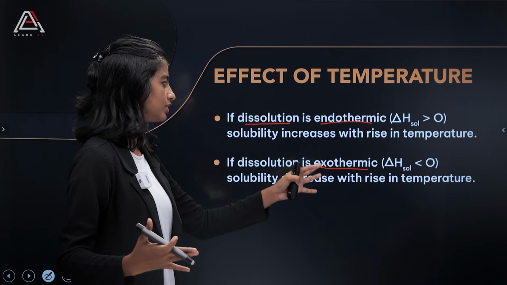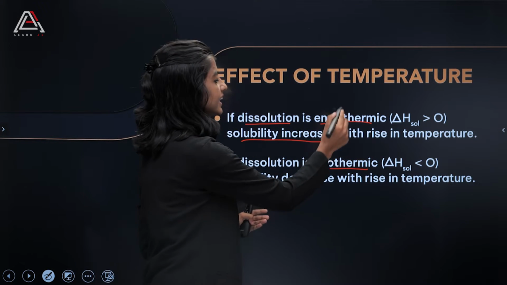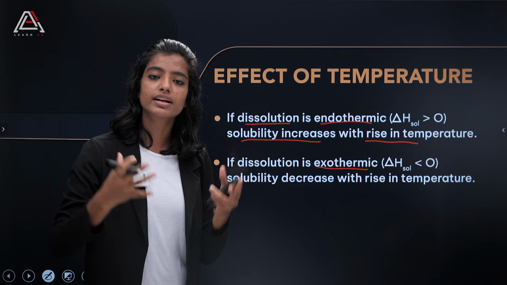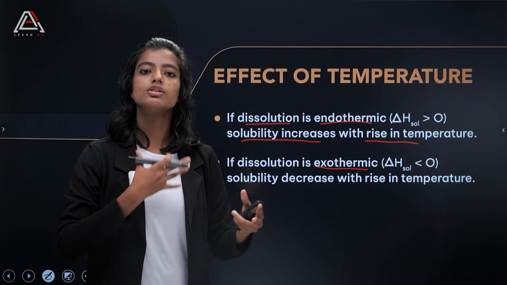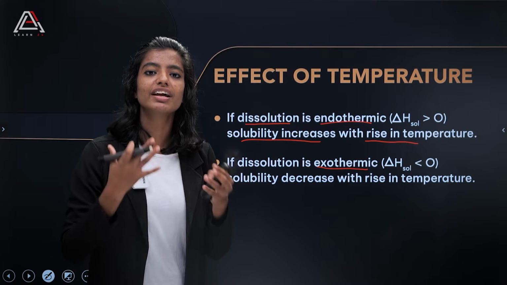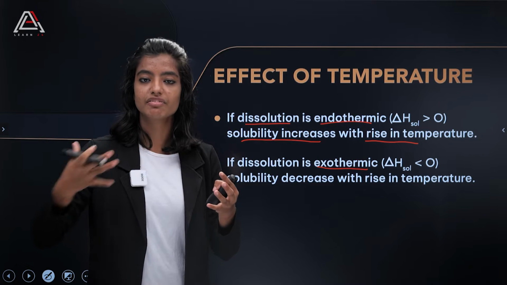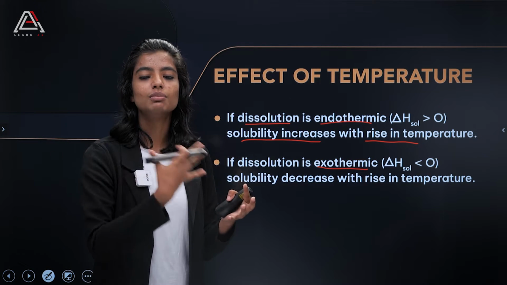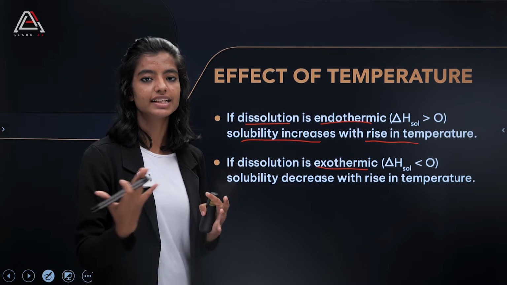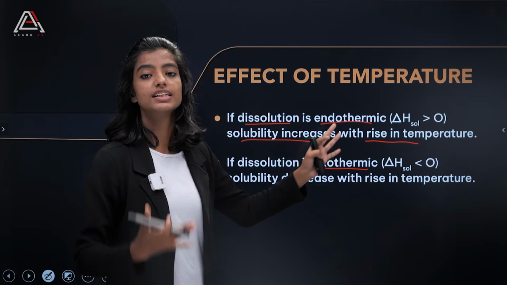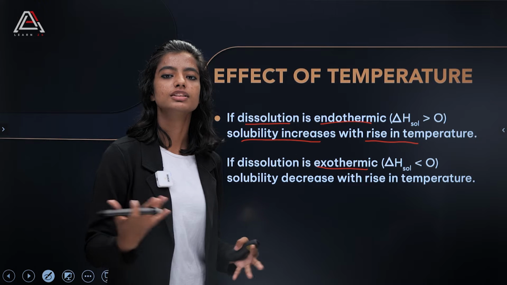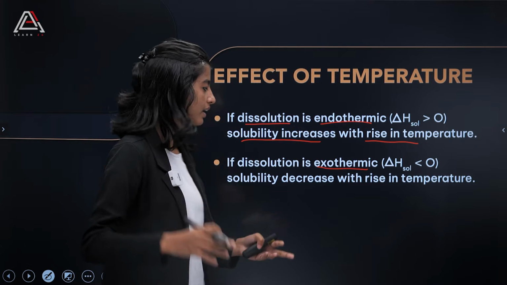If dissolution is endothermic, solubility increases with the rise in temperature. That means they are already using the temperature to take place the reaction. They are gaining the temperature. What happens if we give more temperature to them? If we raise the temperature, the solubility increases. If the dissolution is endothermic, they need more temperature, so the solubility will be high.